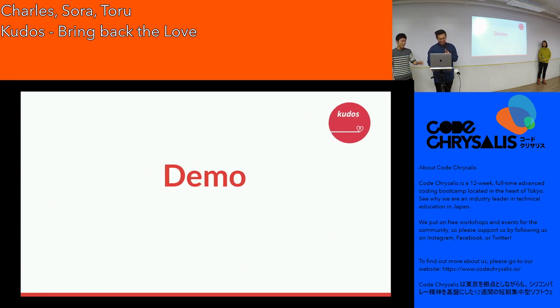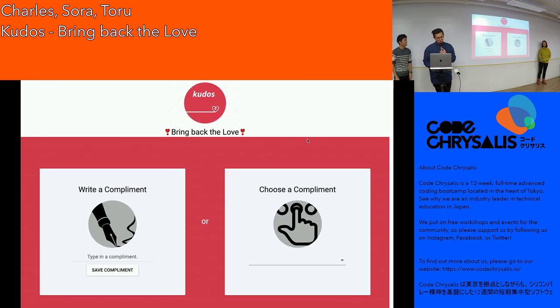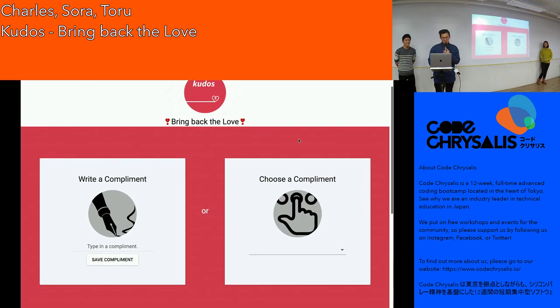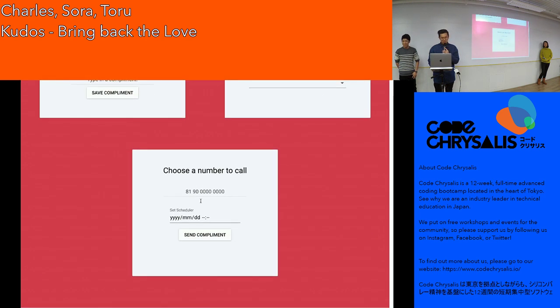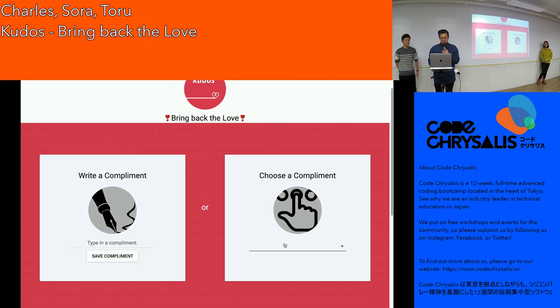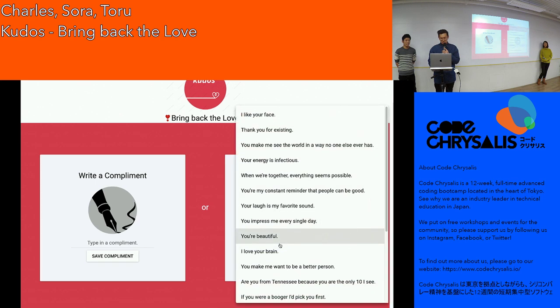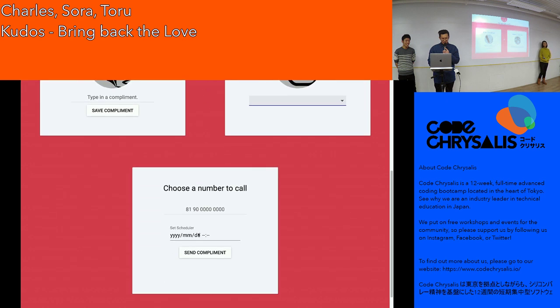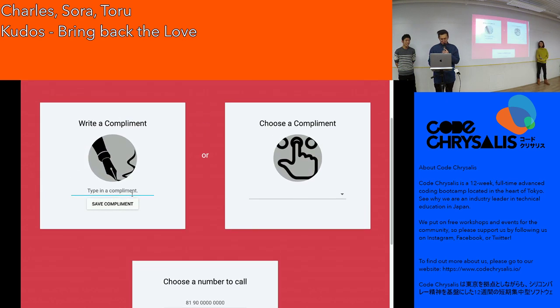Next, the demo. This is Kudos. We want to bring back the love. So we have a few cards on the screen. These two are to write the compliments, and this down here is to write the phone number you want to call. Here is our huge list of amazing compliments you can suggest. I can write something right here. Let's say, your face is amazing. Now, if you save the compliment, it will show up in the bar forever.